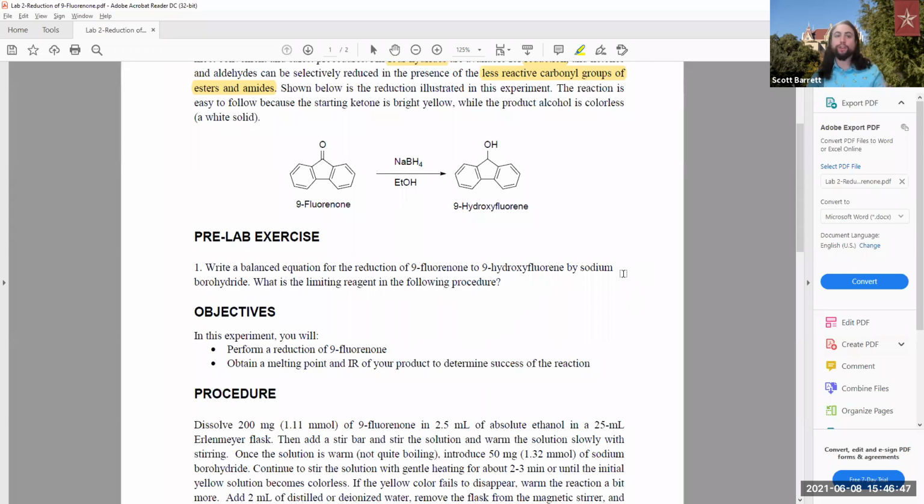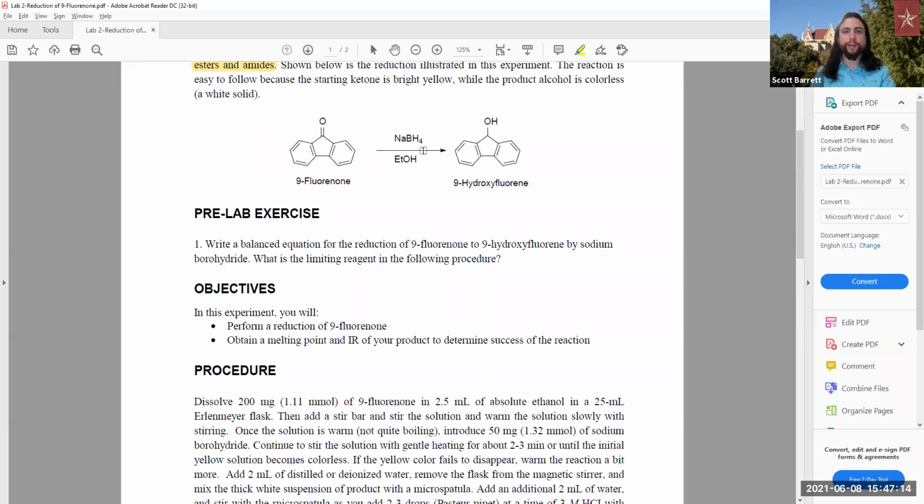Then the pre-lab exercise was already completed, and I'm going to go through and list out each individual thing so that you know what is organic or aqueous. So take notes on this part if you have not completed the waste section. 9-fluorenone, this is organic waste. 9-fluorenol is going to be organic waste. Ethanol, this can be either organic or aqueous. I'm not going to be picky.